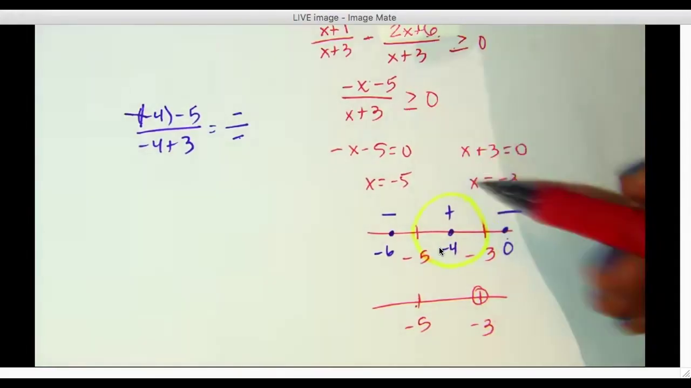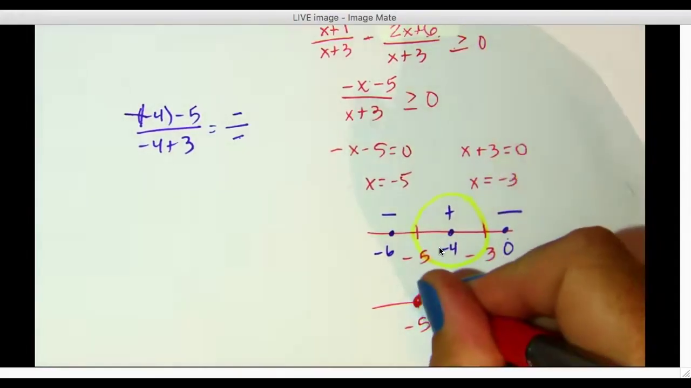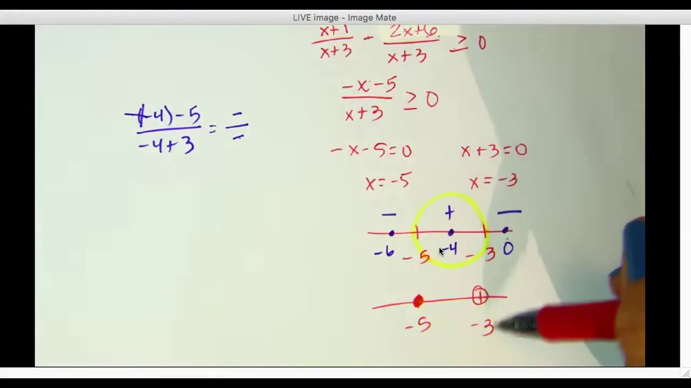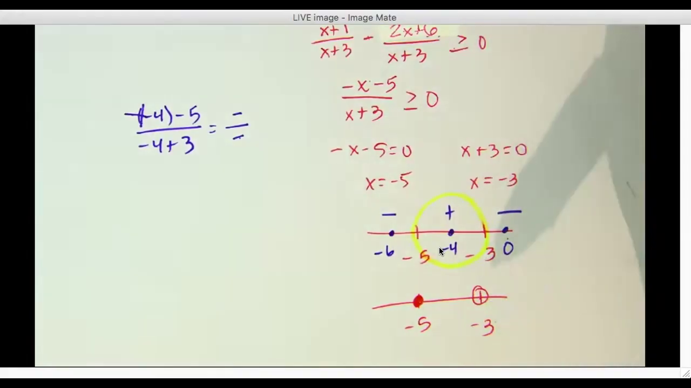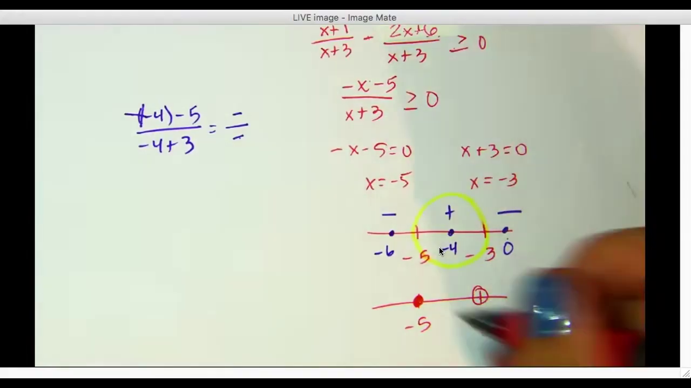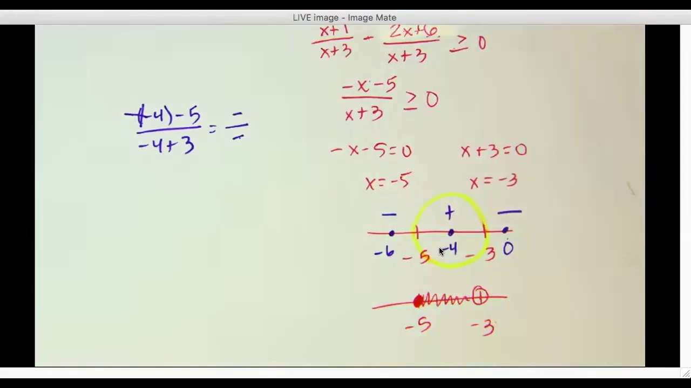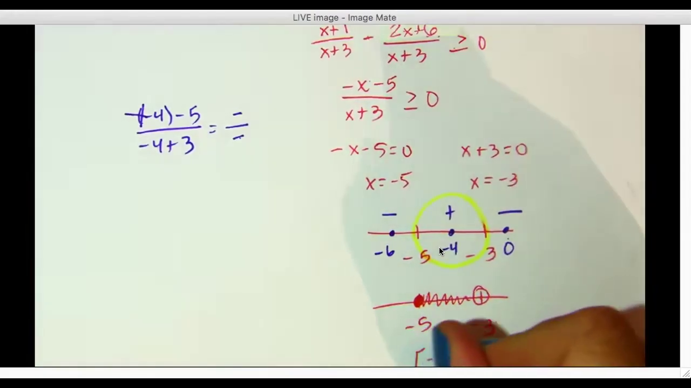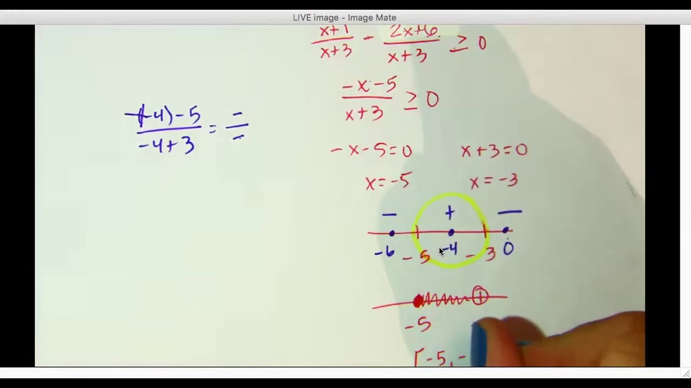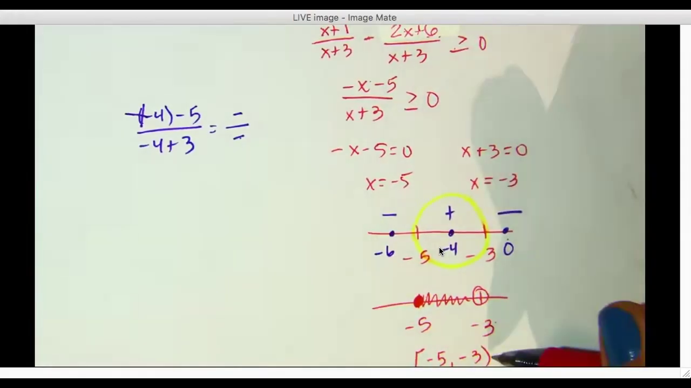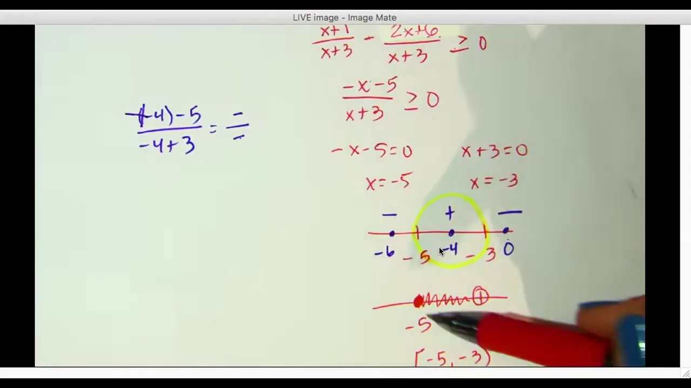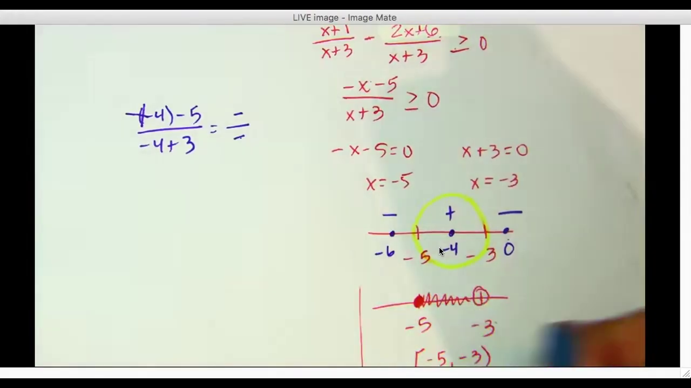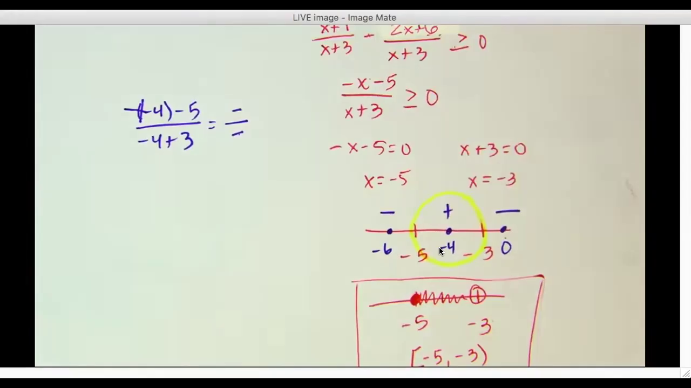The equal to sign means I should be using closed dots, but because this value is an excluded value, I cannot include it in my answer. But I do want the shaded area between those two values. And so in interval notation, my answer would be negative 5 to negative 3, a parenthesis, an open dot at negative 3, closed dot and bracket at negative 5. And that brings us to the end of section 10 and 11 and the end of chapter 3.